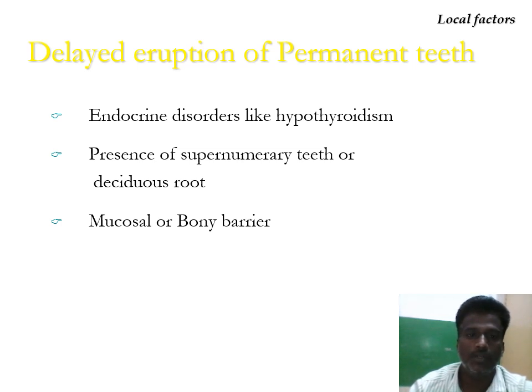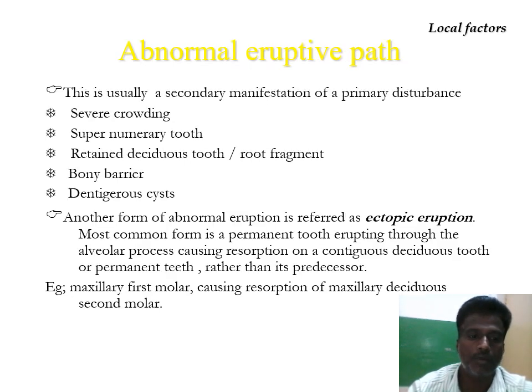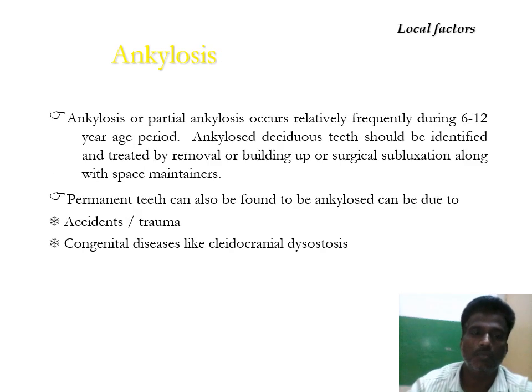Delayed eruption of permanent teeth may be due to endocrine disorders like hypothyroidism, presence of supernumerary teeth or retained deciduous tooth, or a mucosal or bony barrier. Abnormal eruption path may be due to severe crowding, supernumerary teeth, retained deciduous teeth, bony barrier, dentigerous cyst. Another form of abnormal eruption is referred to as ectopic eruption. Most common form is a permanent tooth erupting through the alveolar process causing resorption of a contiguous deciduous tooth or permanent tooth rather than its predecessor. Example: maxillary first molar causing resorption of maxillary deciduous second molar.